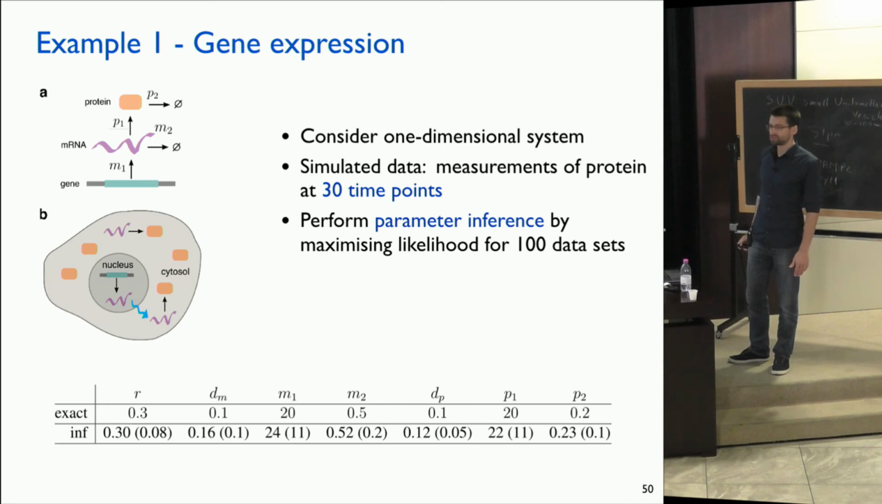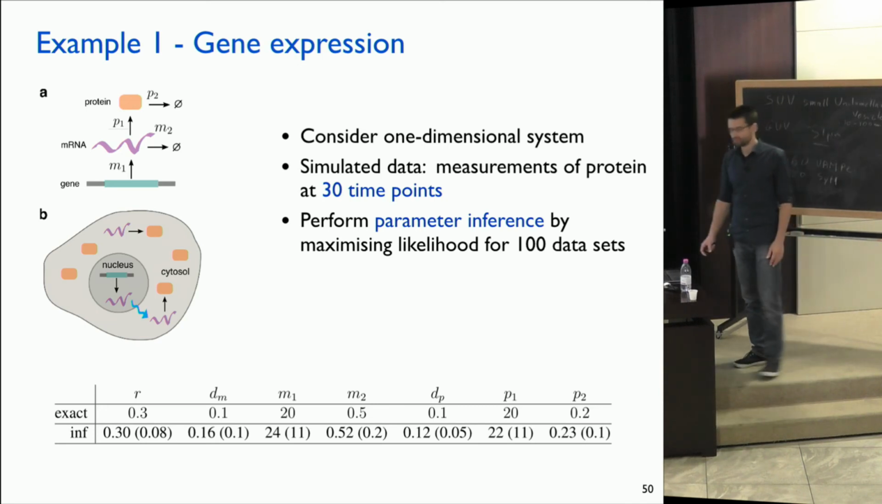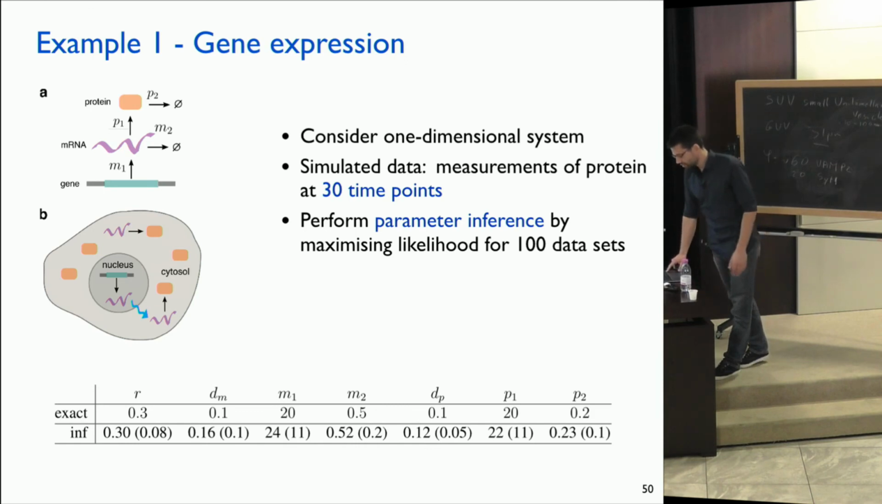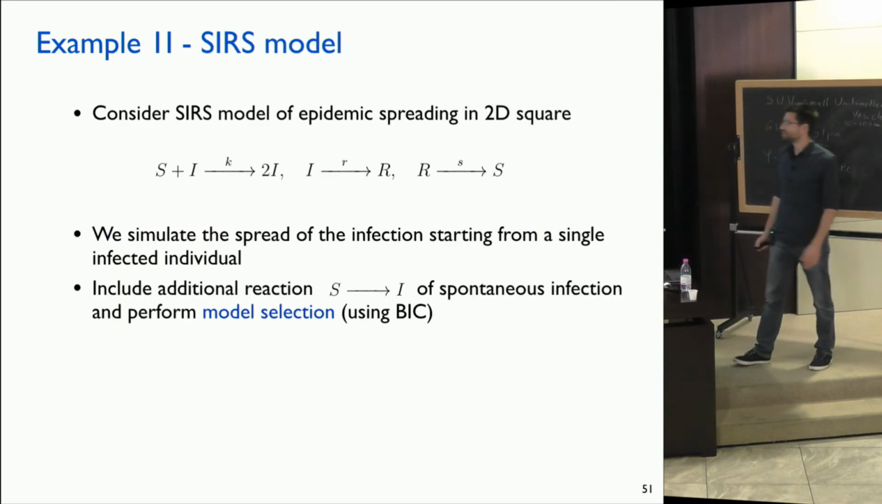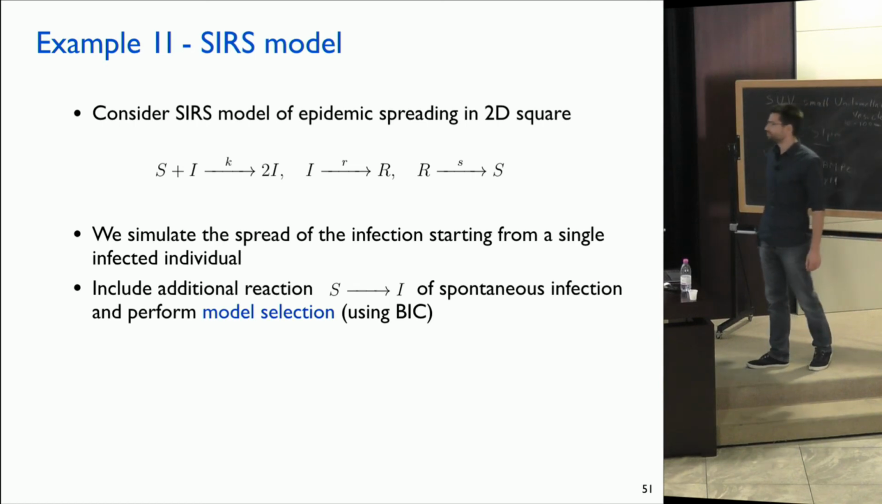Now, this system is not so interesting yet, because there are no real interactions. This is a linear system. So let's look at a more interesting example, an SIRS model, which describes the spreading of a disease through a population. Suppose we have a susceptible species that, upon contact with an infected species, becomes infected. The infected species can recover, and the recovered species can become susceptible again.